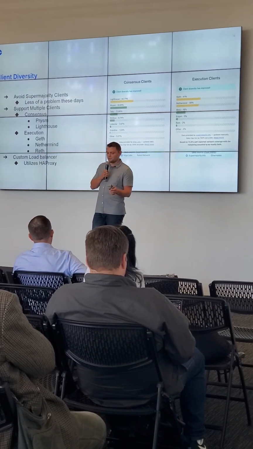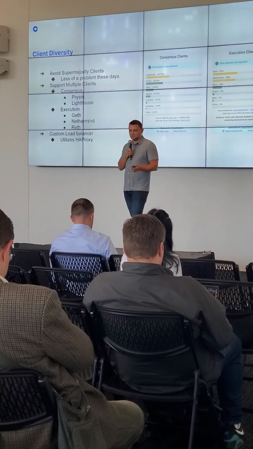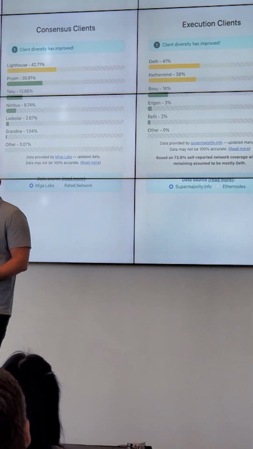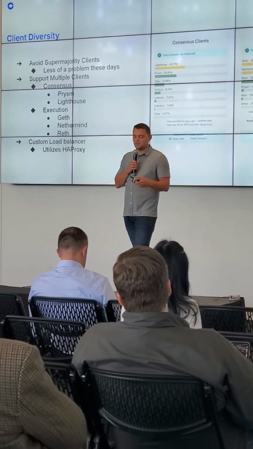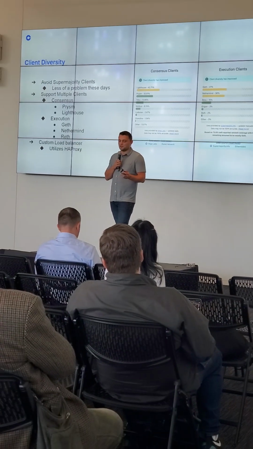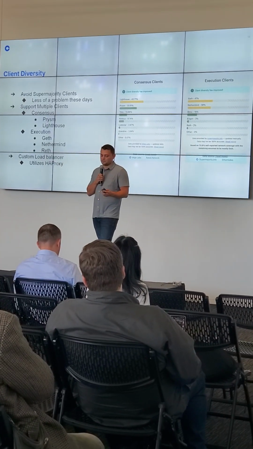Quick note about client diversity, which we did kind of just talk about in the last talk, but we always try to avoid supermajority clients. This is fortunately less of a problem these days, but the issue with using supermajority clients is that in the event of a bug in one of them that causes a slashing penalty, the correlation factor for that slashing penalty scales up the more people are using that affected client.